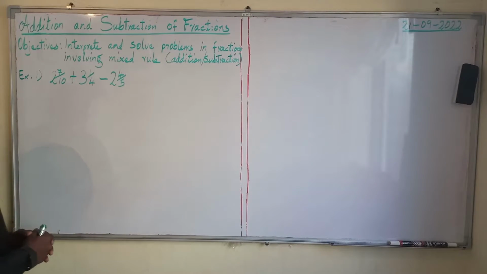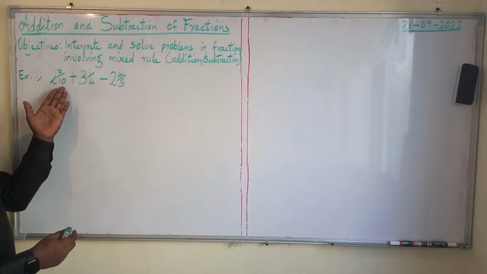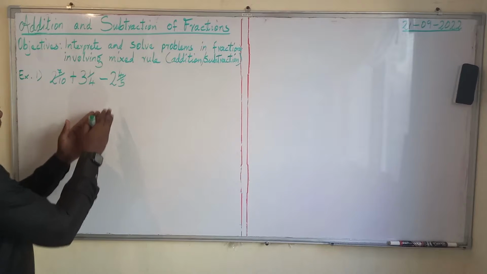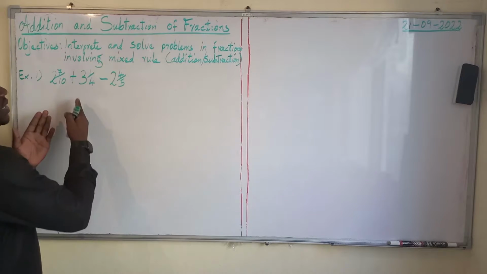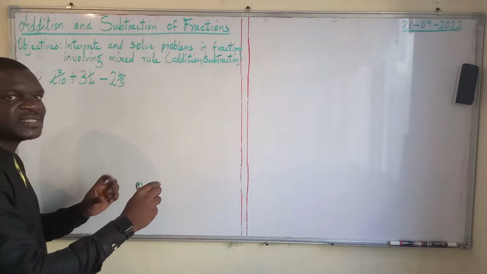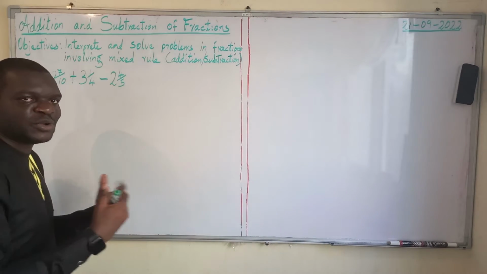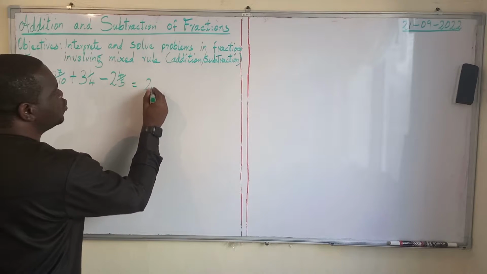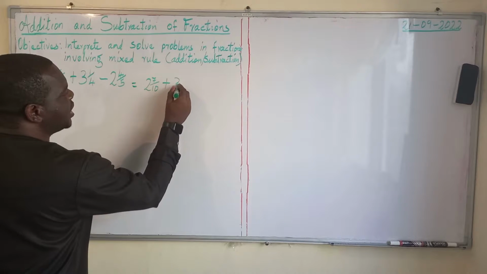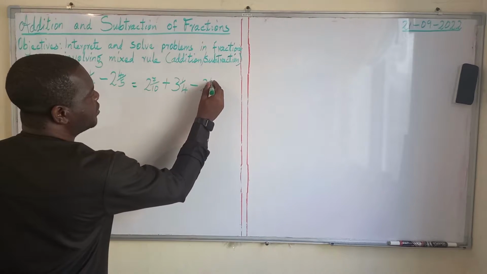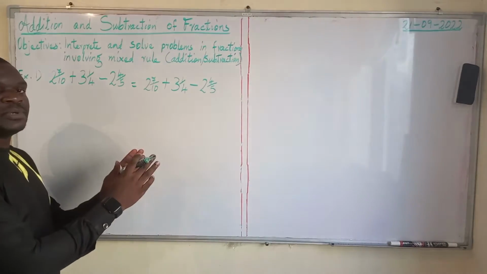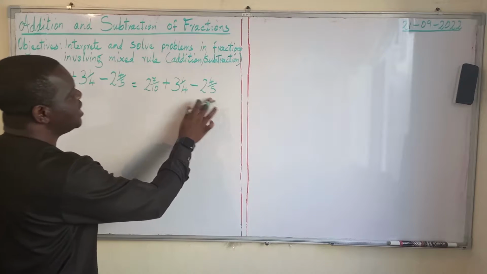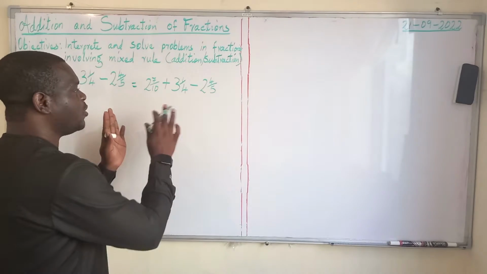Here is our first example, and it says 2 7/10 plus 3 1/4 minus 2 4/5. When you have a question as such, the first thing I always advise is restate the question so that you have ample space and it will give you time to reflect on what to do. So to solve this, first restate, that is 2 7/10 plus 3 1/4 minus 2 4/5. In this case, it is simple and direct. We have addition and we have subtraction. We have mixed fractions and the denominators are different. In all these cases, we know what to do.